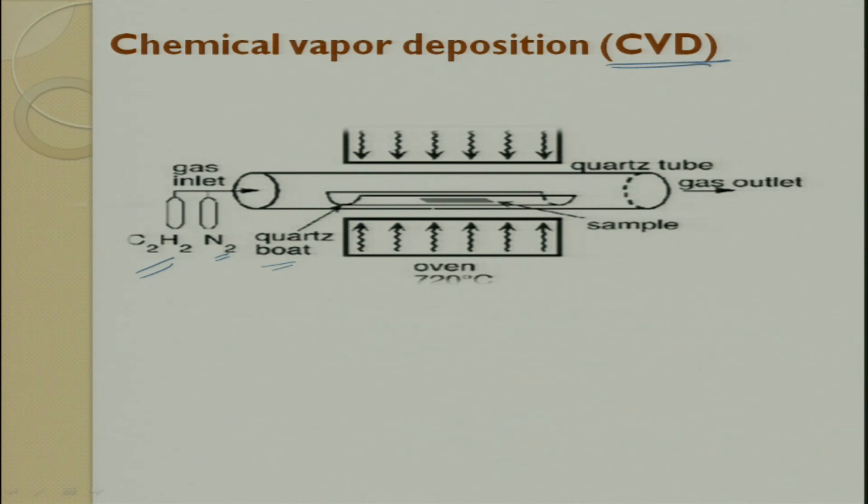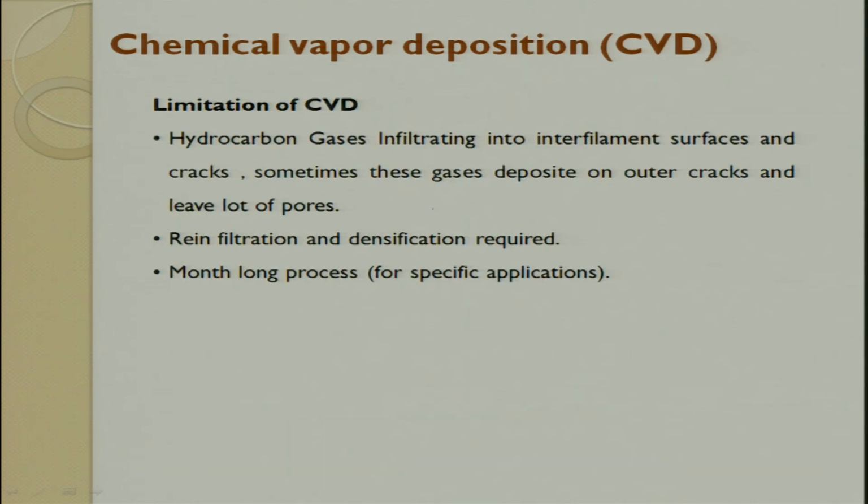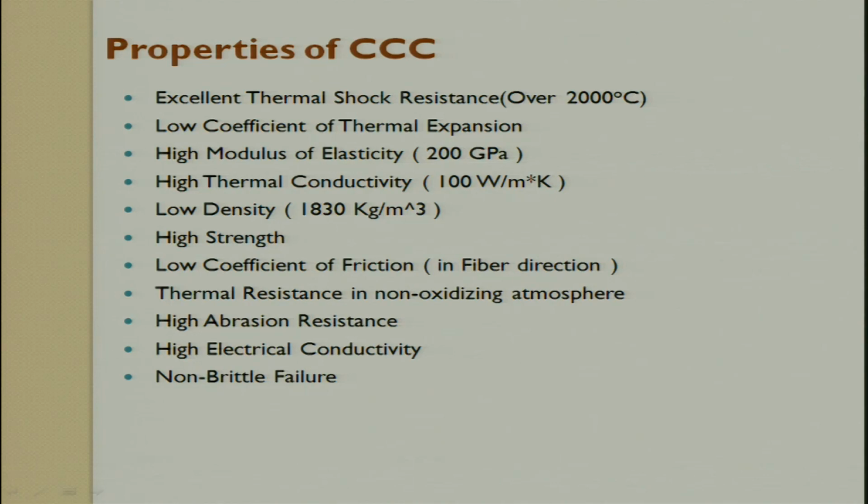This process is quite slow, and second, there is a possibility of other impurities being formed. So, there has to be proper control on the output. The limitation of this is that the hydrocarbon gas which is infiltrated into the interfilament surface also forms an interfilamental surface and a crack. Sometimes the gas deposits on the outer shell and leaves a lot of pores. The infiltration and the densification is required. It takes a long time to do this process.